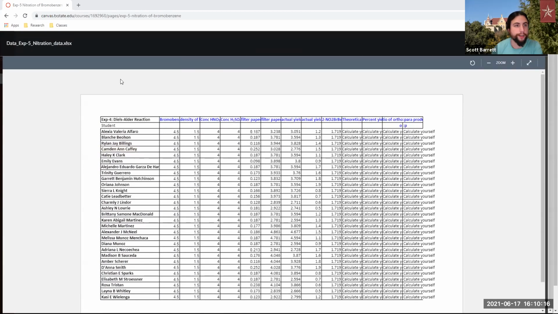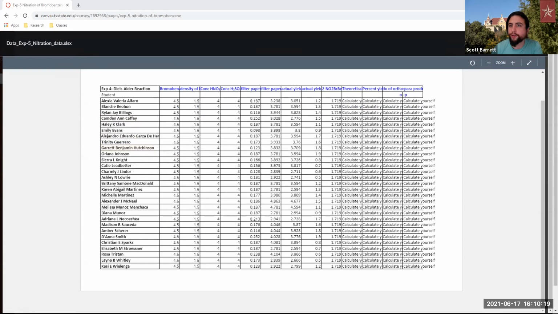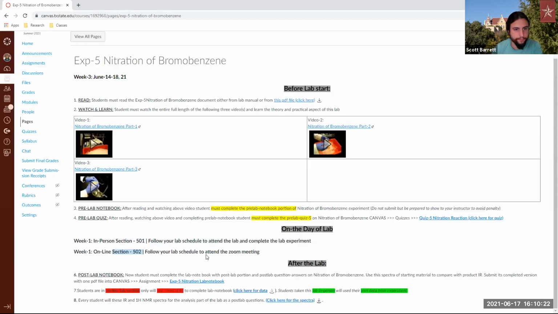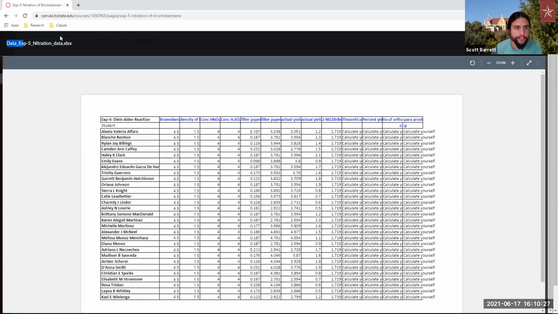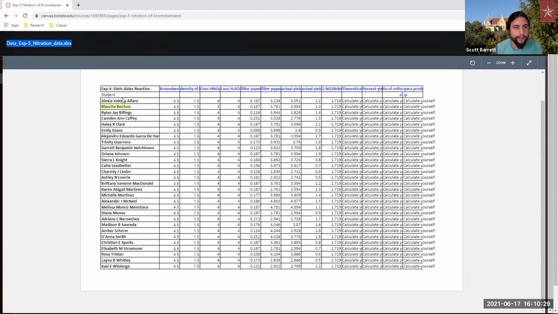Oh, wait, this is the Diels Alder. Hold on. This is not the correct data. I'm going to have to contact Dr. Rastogi to get the correct data because here it says the nitration, but this is Diels Alder. Wait. No, this is the correct one. Okay, ignore this at the top where it says the Diels Alder reaction because this is the nitration data. It tells you your bromobenzene, your density, your concentration. I'm going to edit this to add in the three of you for your data, and these are what you need to utilize. Just please ignore the Diels Alder part. He accidentally left that there.